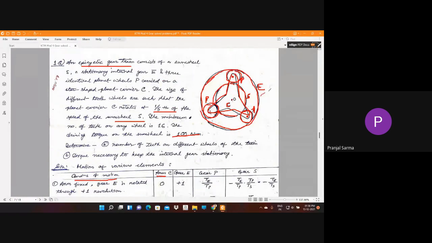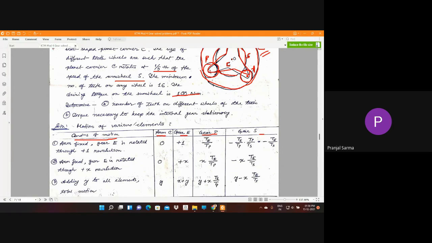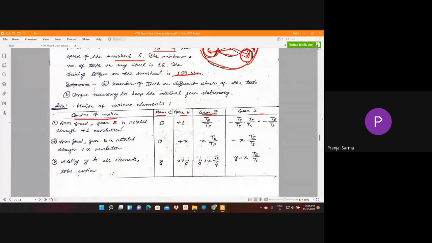Then we have the external gear E, then the three planet gears. They are identical, so if we know about one, the same motion is valid for the other two. Either planet gear can be considered as gear P, and also the sun gear S. This table we actually completed in the last class itself. We considered initially the first condition to be a fixed arm condition, and we gave +1 revolution to gear E, the external gear.